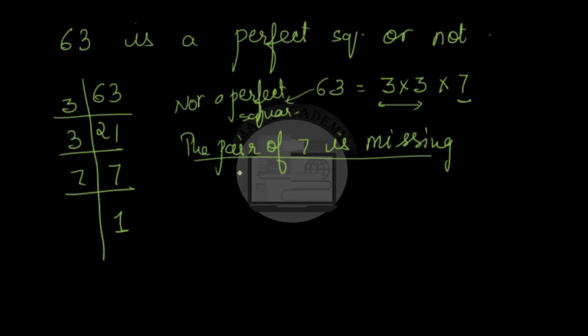Is that clear? So by prime factorization, we can see all the prime factors of a given number, and if all the prime factors are coming in pairs, then that particular number is a perfect square number. Otherwise, it is not a perfect square number. So I hope how to find the square root of a number using the prime factorization technique and how to determine whether a given number is a perfect square number or not is very clear to everyone.